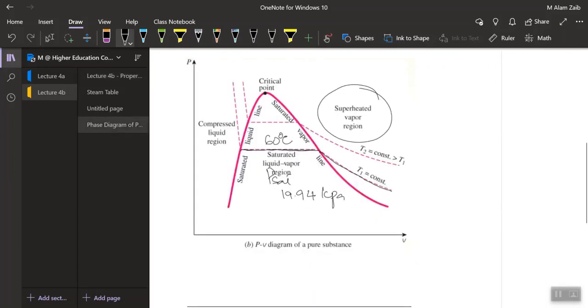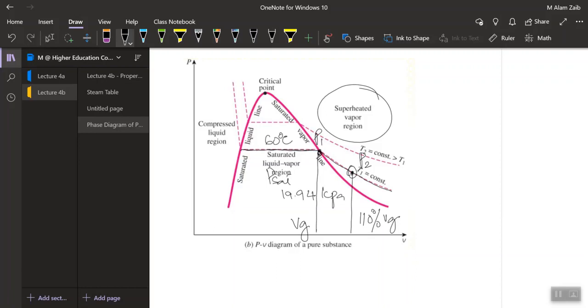So in other words, if this is my volume Vg somewhere here, when the volume of the water is increased by 10%, which is equal to 110% of Vg, what would be the pressure at this point? That would be the pressure P2. If I'm saying this is P1, what would be the pressure P2? Looking at the steam table.